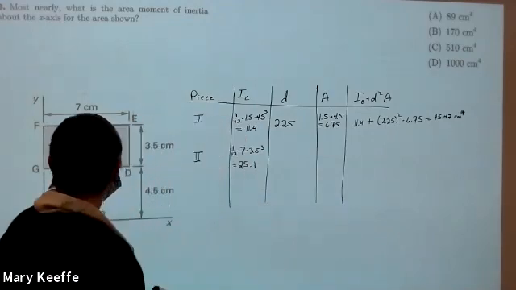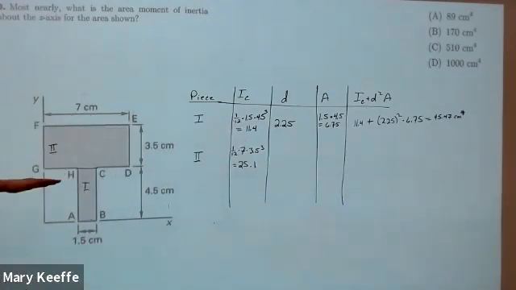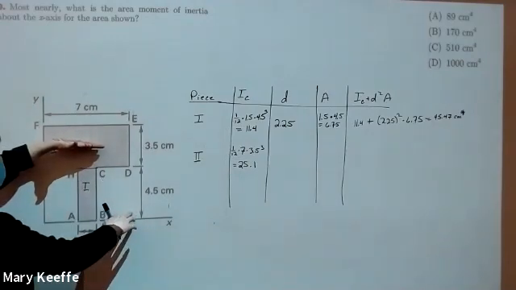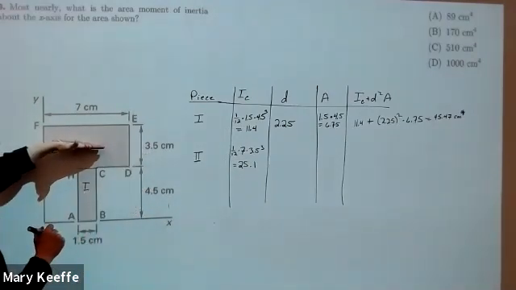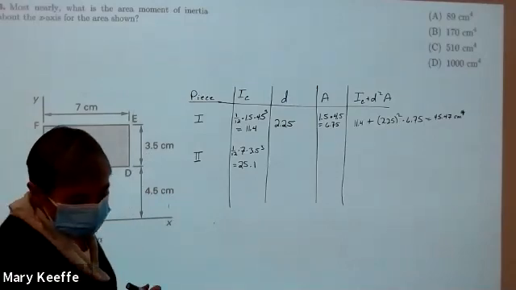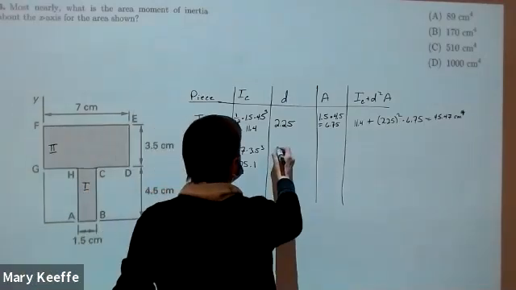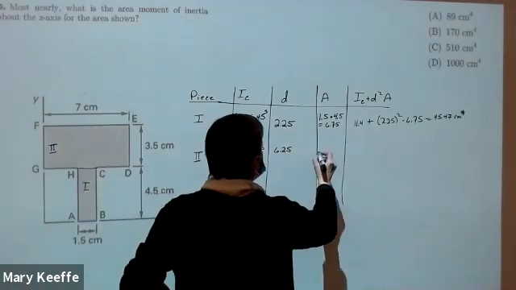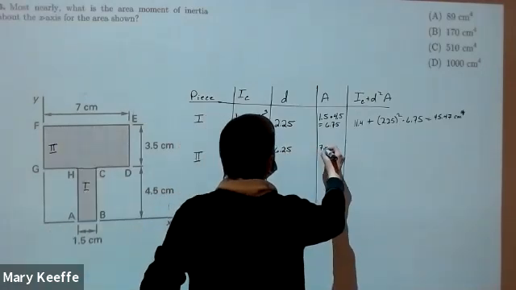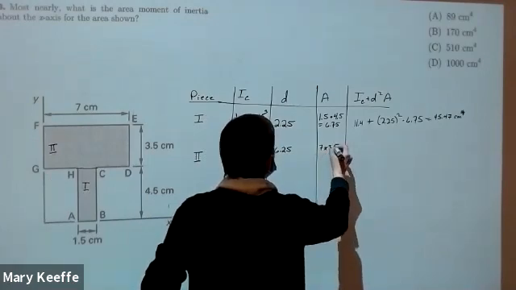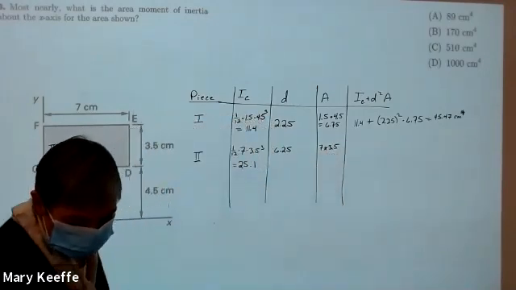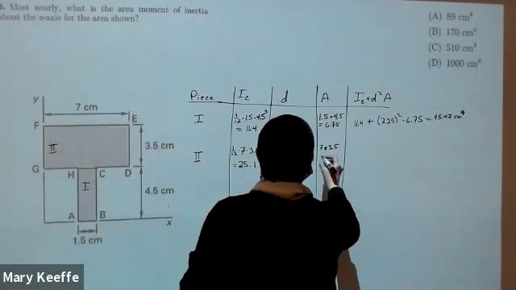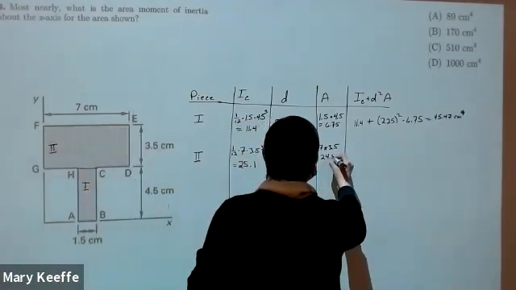Okay. D is going to be from the center down to here. So I have 4.5 plus half of 3.5, 6.25. Area is 7 by 3.5, which I got 24.5. That looks at least good.